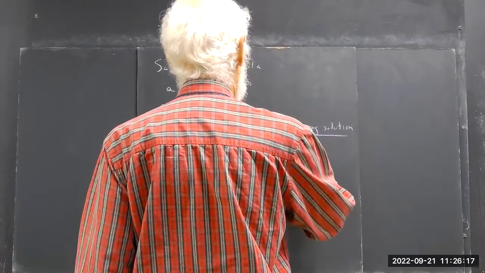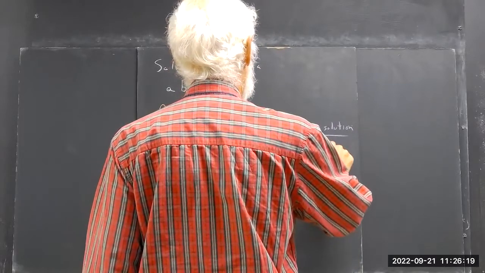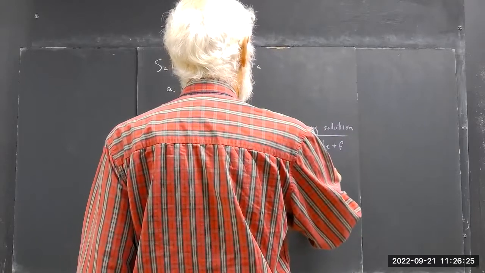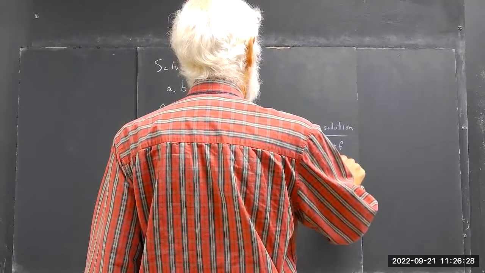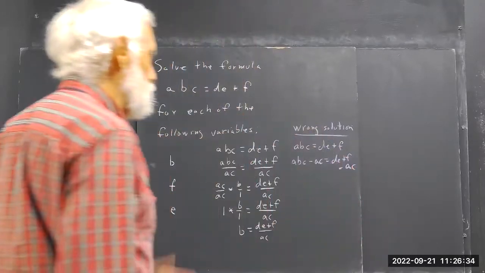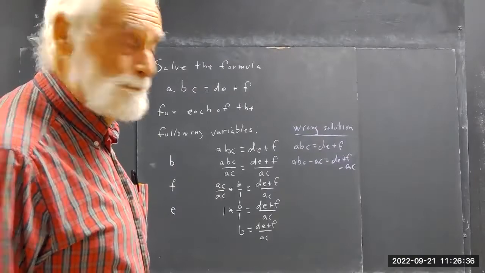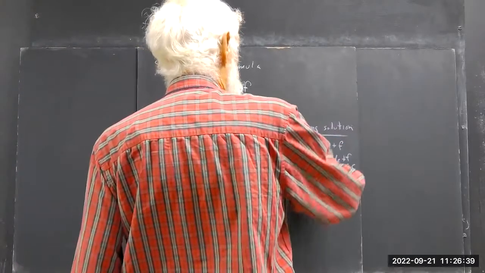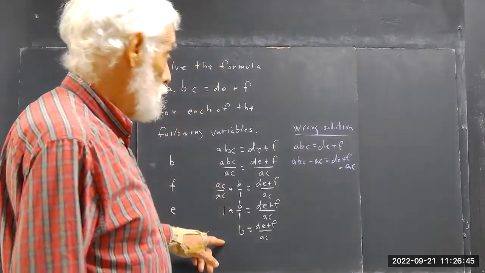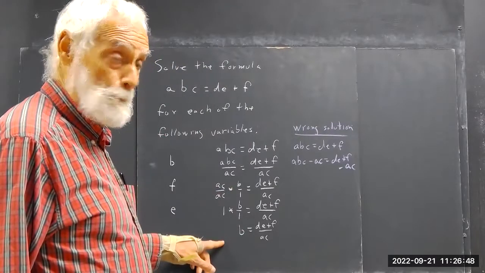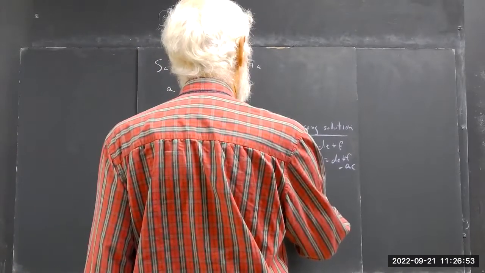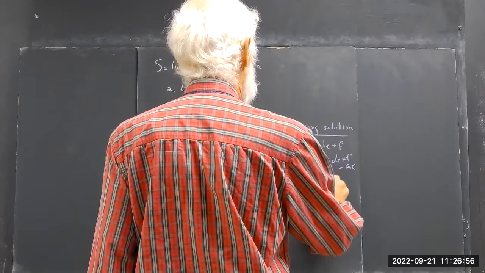Wrong solution. Try to subtract AC from both sides. Maybe put a line through A and C, and put lines through A and C and it looks fine. But it isn't, because you can't do anything like this. Okay? ABC minus AC is AC times B minus 1.